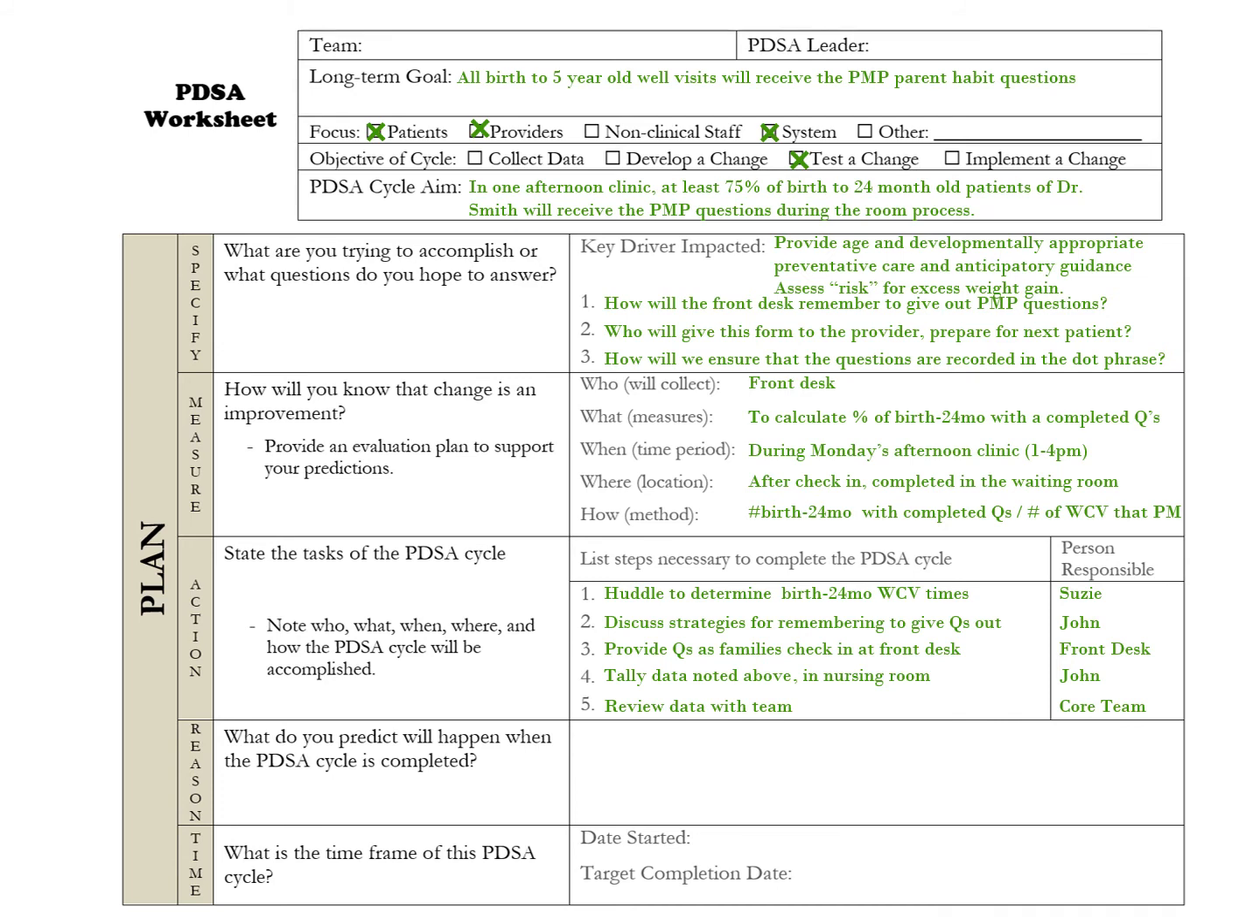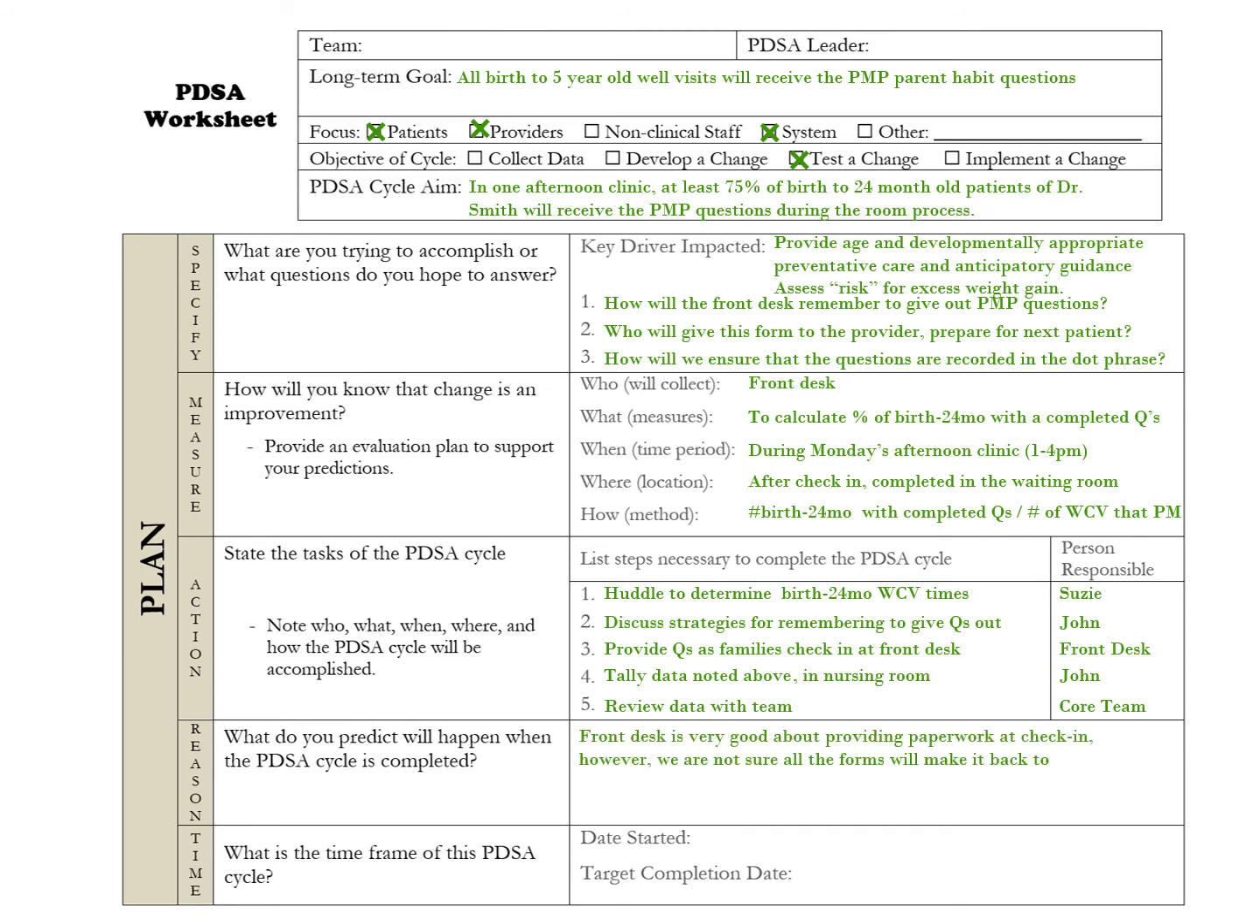Our process and our outline and plan is to huddle to determine when these visits happen. We're going to discuss how we're going to remember to give these handouts at the front desk. The front desk will provide the 3 questions to our families and take a tally that they've given one, as well as well child visits that were attended. So we have that numerator and denominator for our method. And then we'll come back at the end of the afternoon and review the data as a team.